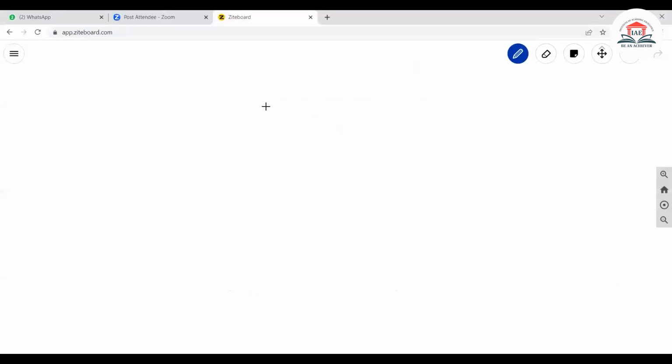Okay, so can you see the whiteboard now on the screen? Yes, ma'am. Okay. So first I am drawing the mesotartaric acid.